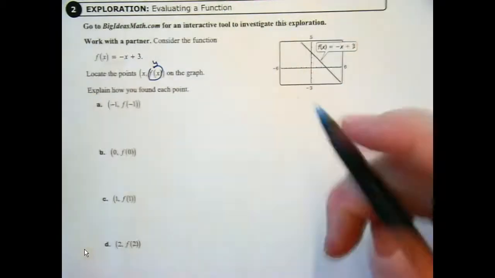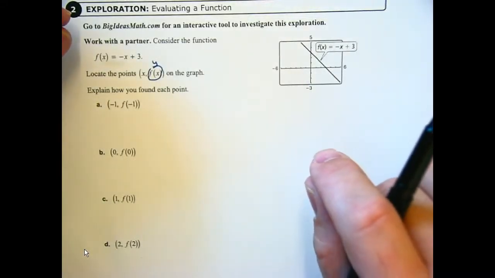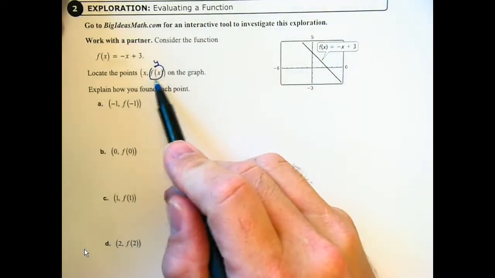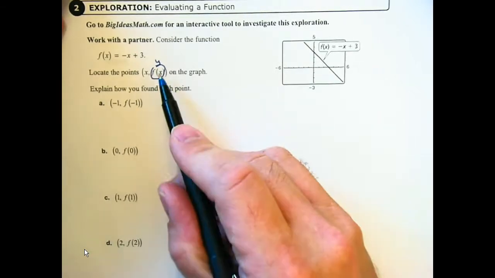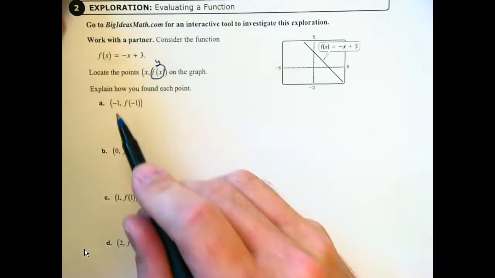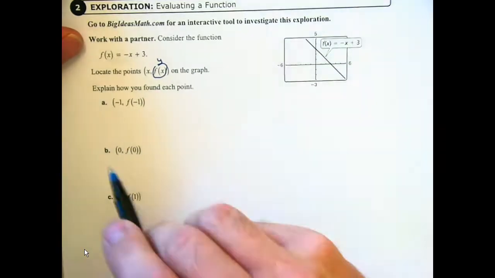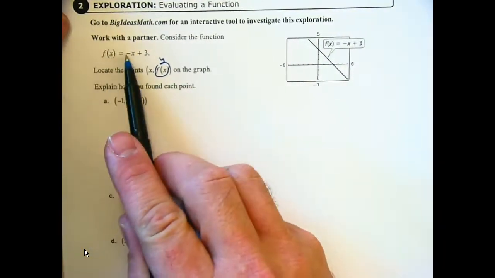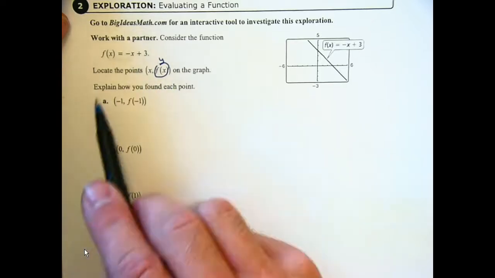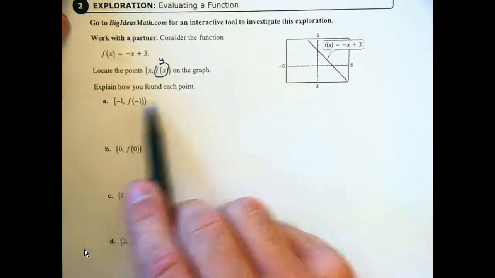Okay? You have to have a good foundation for function notation. So if you can take away that f of x is the same thing as y, and then understand that when we utilize f of x, it allows us to put values in for x and to get an output value. It's like having a keyhole. So when it says f of x equals negative x plus 3, it says locate the points x, f of x on your graph, and explain how you found each.